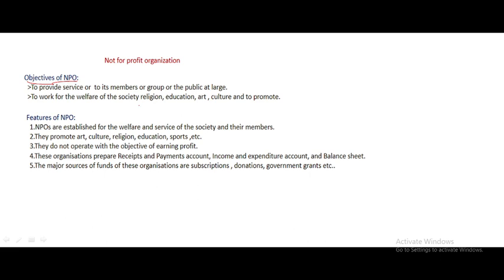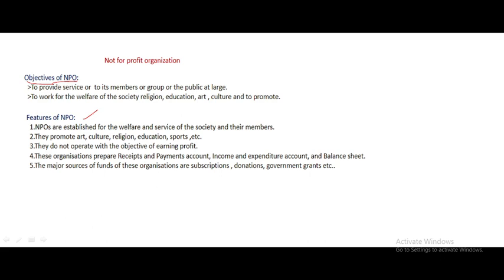Next topic we have features of not-for-profit organization. First feature of not-for-profit organizations is that they are established for the welfare and service of the society and their members.